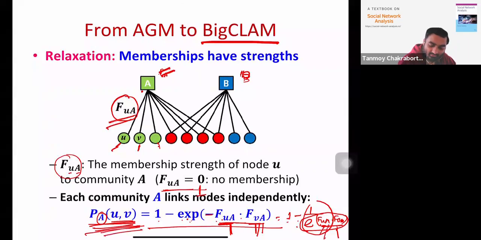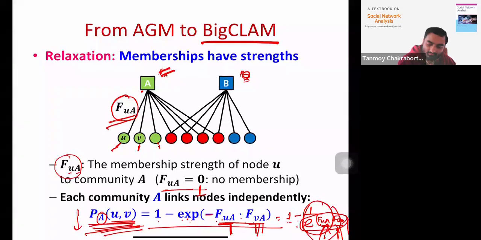If both FUA and FVA are very less, then what would happen? This would be very high, 1 minus this would be less, so the probability would also be less. This is a beautiful property. If both the memberships are high, your probability would be high. If one of them is low, the probability would be mediocre. If both of them are low, the probability would be low.